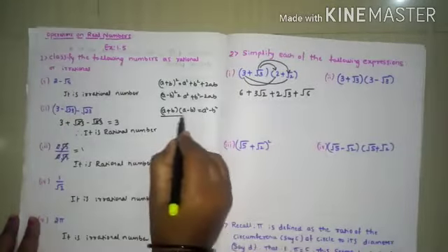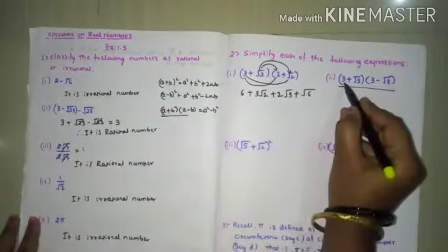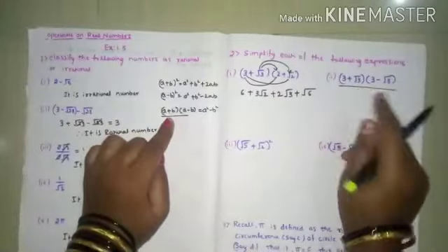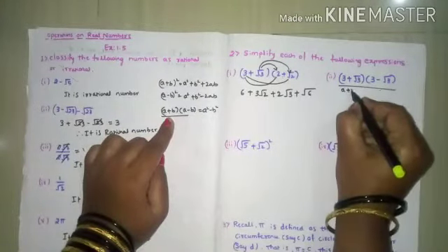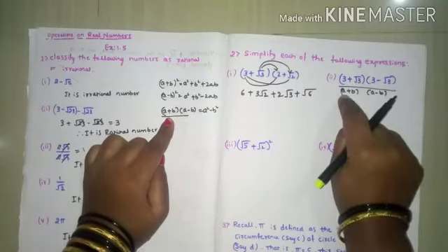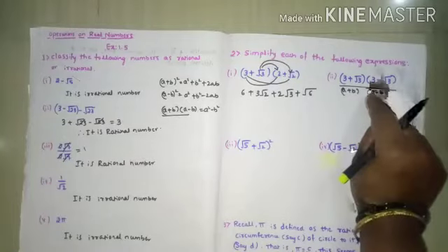Just compare this identity with this. Here, in place of a, root 3 is there. In place of b, root 3 is there. Plus is also there. Just compare (a plus b) and (a minus b). In place of a, root 3 is there. In place of b, root 3 is there. Minus is also there.